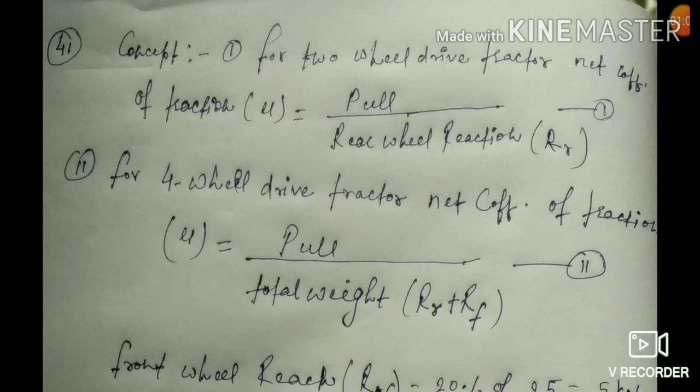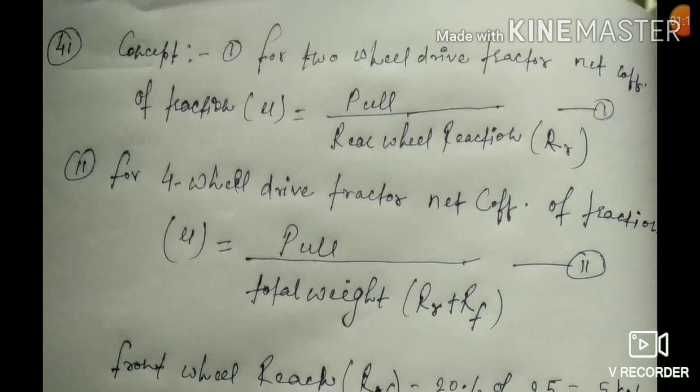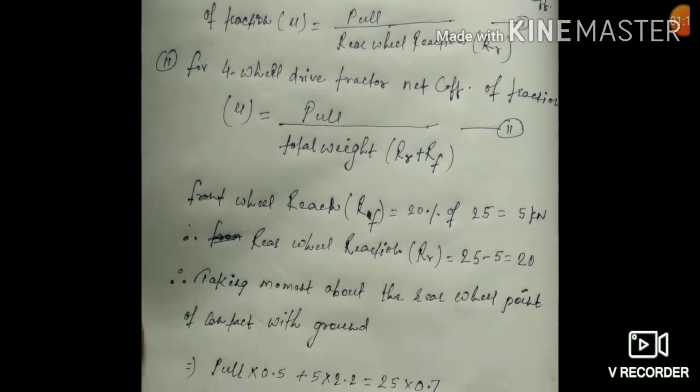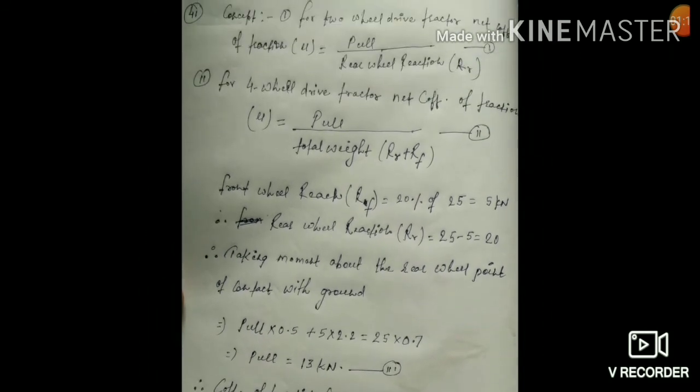Now firstly, you all know that there are two types of tractors. One is the two-wheel drive tractor and the second one is the four-wheel drive tractor. You should not confuse that. Many people are asking that sometimes for coefficient of traction it uses the formula pull divided by rear wheel reaction, means RR. And many times it uses the formula that coefficient of traction is equal to pull divided by total weight, means RR plus RF. So you should not be confused in such cases.